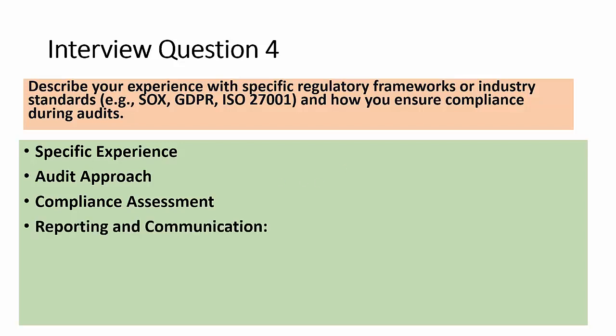Next we talk about reporting and communication. So now you have talked about the approach, and how you assess the gap. Now the next part is reporting. You need to give emphasis on how you communicate the audit findings, because it is one of the most important parts of any audit. You need to communicate how you communicate the findings to the management. You need to discuss how you present the compliance status. You need to highlight the areas of non-compliance, and provide recommendations for improvement.